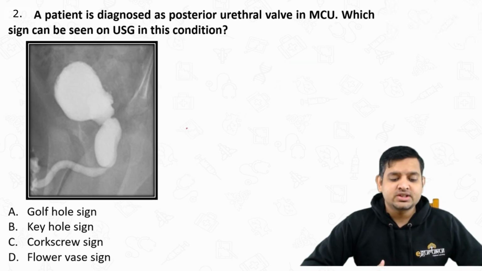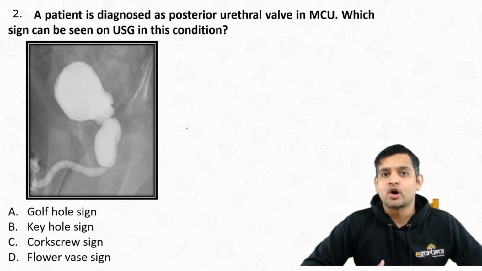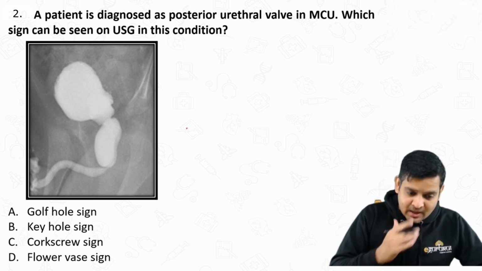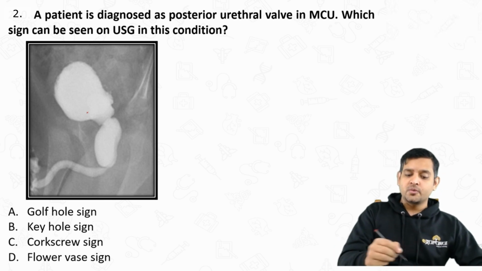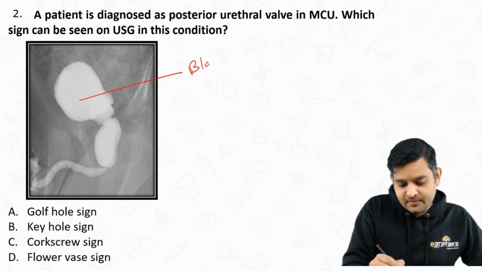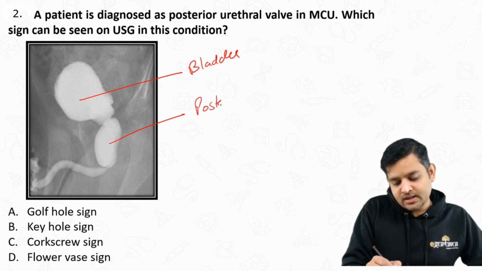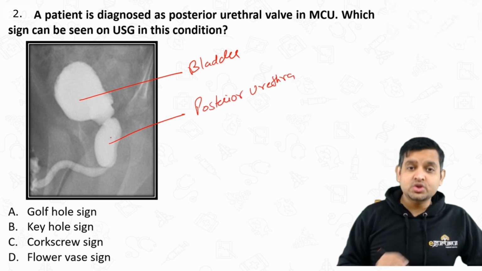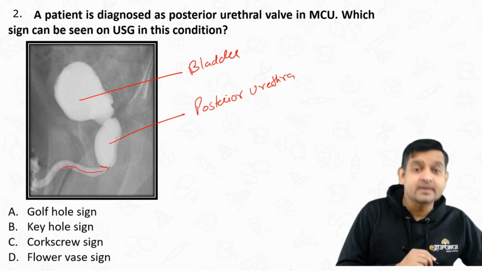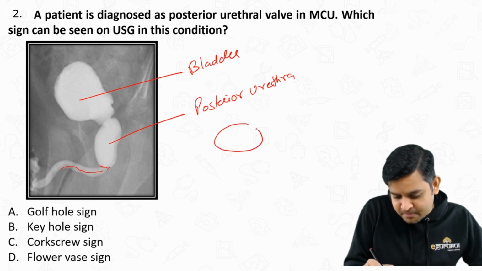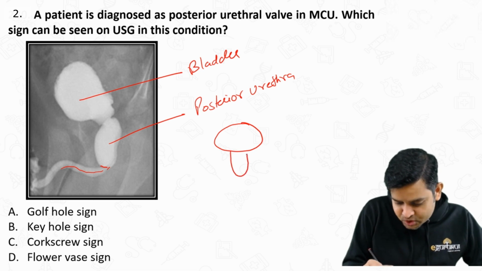A patient is diagnosed as posterior urethral valve in MCU. Which sign can be seen on the USG in this condition? Okay. So if you see this, now MCU has been shown to you. This is bladder. This is posterior urethra. If you see, posterior urethra is markedly dilated and then suddenly there is a tapering. So this is bladder and this is posterior urethra.